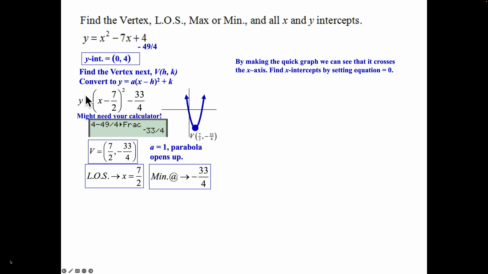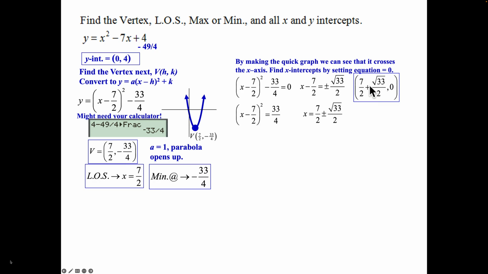So let's take this equation here, set it equal to 0, and we'll solve it. Add over the 33 over 4. Next, we'll take the square root of both sides. So plus or minus the square root of 33, I cannot simplify, but the square root of 4 I can. It's a 2. Add the 7 halves over. We sneak it in front of the plus or minus. And there's my x-intercepts. All right, first point, 7 halves plus square root of 33 over 2, comma 0. Second x-intercept is with the minus sign.